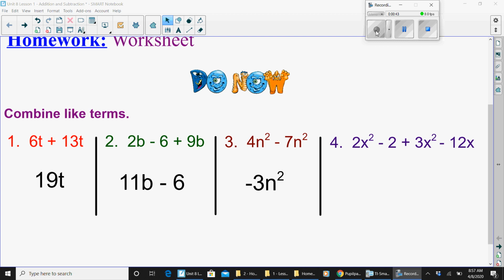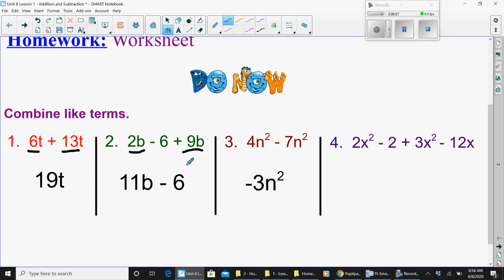Okay, so number 1 is 19t, just combining the like terms, 6t plus 13t. And then number 2 is 2b plus 9b, which is 11b, and then the negative 6 just comes down. And then you have 4n squared minus 7n squared, and that is negative 3n squared. For number 4, you have the x squareds here.